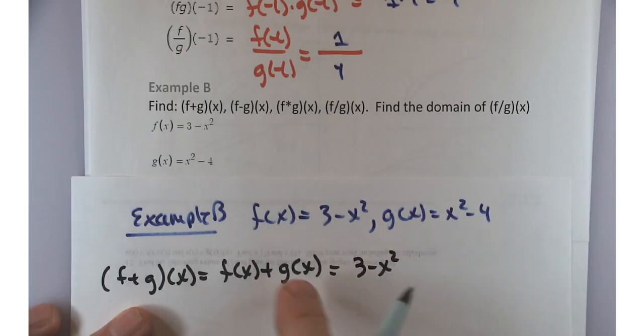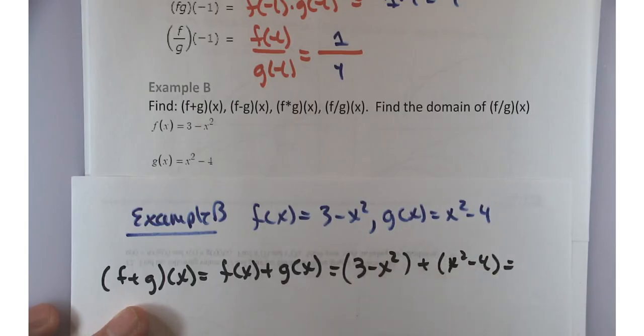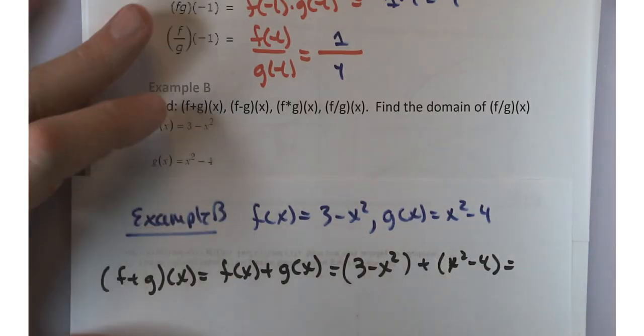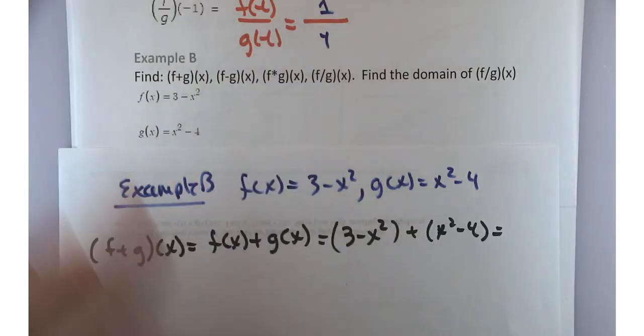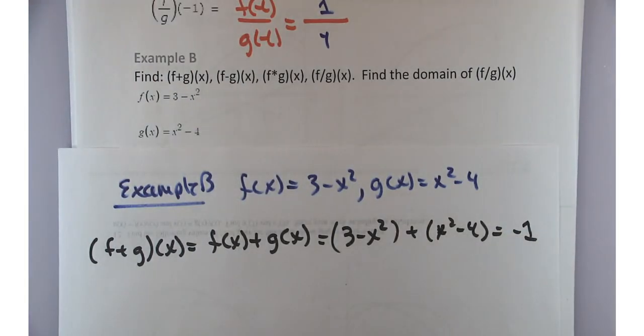I'll replace this with 3 minus x squared. I'll just put that in parentheses. And then over here, x squared minus 4. Can anyone simplify that for me? Close. -1. Yeah, -1. That's it. So when you add those two functions together, things cancel out and you get -1.